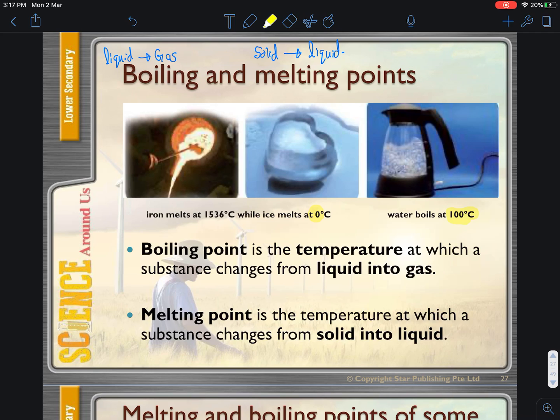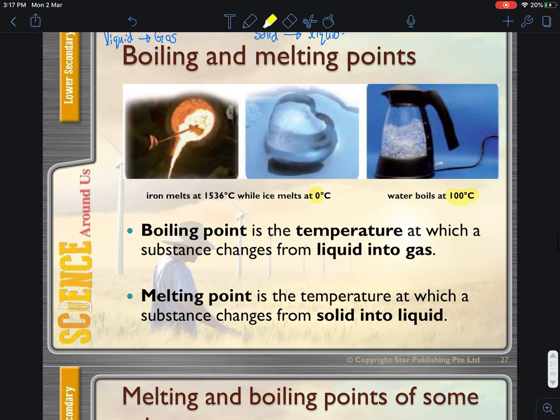Another fun fact to know is that the melting point of ice is actually the same as the freezing point of ice. So this can be done interchangeably, and for boiling point and melting point, both actually absorb heat for the ice.